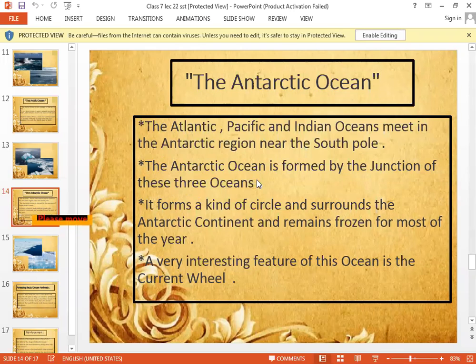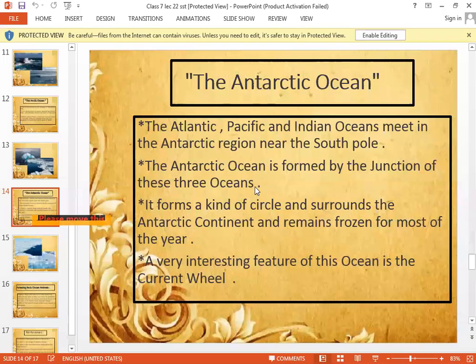So underline these lines. The Antarctic Ocean is formed by the junction of these three oceans. So what is the meaning of junction? Where all the main things join themselves, this is called the junction. Is it clear? जहाँ पर बहुत सारी इंपॉर्टेंट ओशियंस आकर मिलते हैं, तमाम लार्जेस्ट ओशियंस, that is called the junction. And what is the junction of these oceans? The Antarctic Ocean. The Antarctic Ocean is formed by the junction of these three oceans.